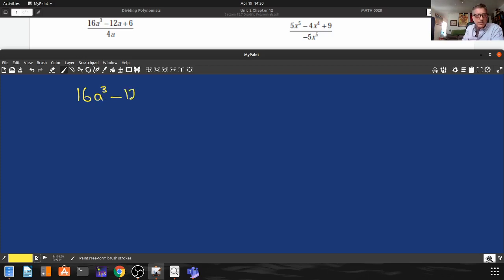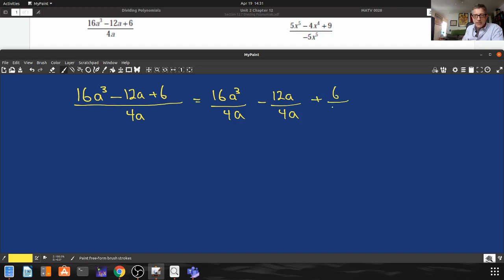16a cubed minus 12a plus 6. So again, this won't be a polynomial when I divide it, because 4a has degree 1, which is larger than the degree of the constant term, which has degree 0. Whatever it's worth, that's the same as 16a cubed divided by 4a, minus 12a divided by 4a, plus 6 divided by 4a.